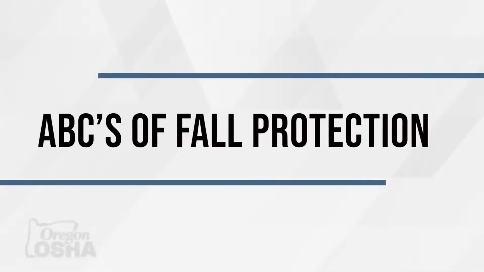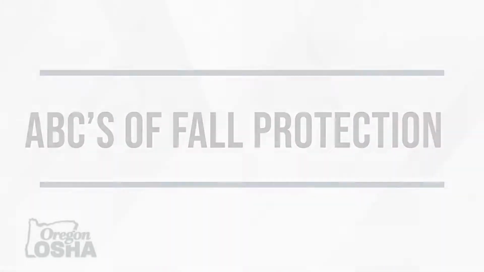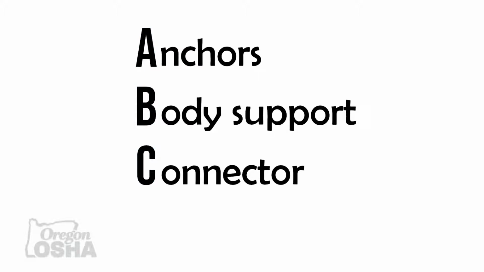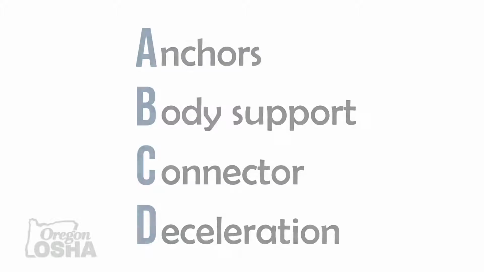Before we discuss fall protection systems, let's look at some component definitions. We'll begin with the ABCs of active fall protection. That's anchors, body support, and connecting devices. We'll also look at deceleration devices, so it's more like the ABCDs of fall protection. Our first term is anchors.